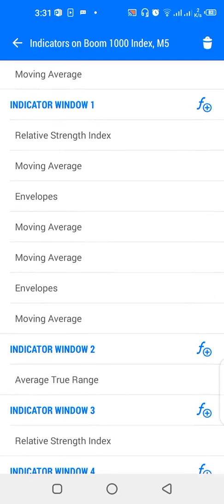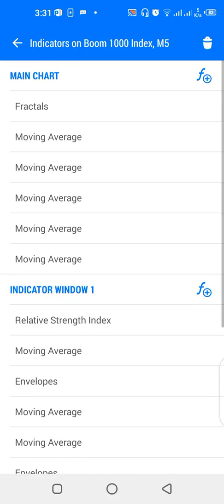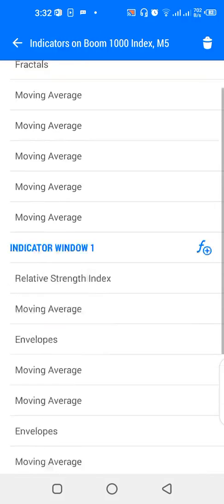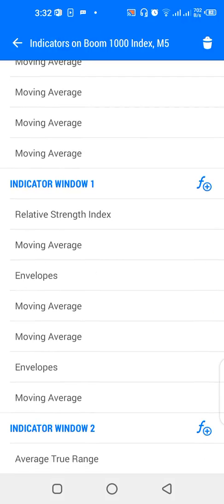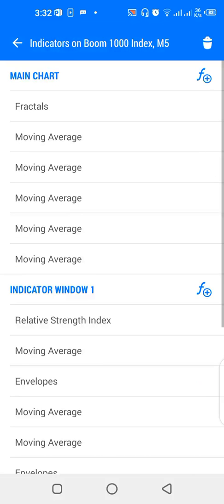Then on indicator window 1, you have RSI, period is 6, apply to close, no color. You have moving average, period is 30, shift is 0, method is simple, apply to previous indicator's data, color is blue. Then you have envelopes, period is 50, shift is 0, deviation is 40.100, method is simple, apply to first indicator's data, color of the upper and the lower band is green.